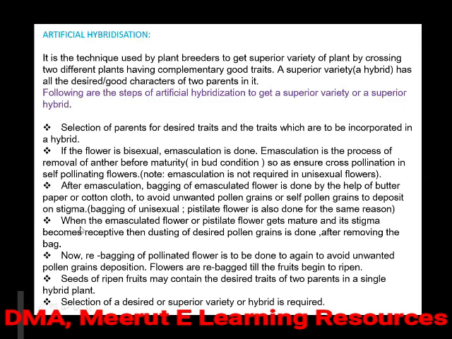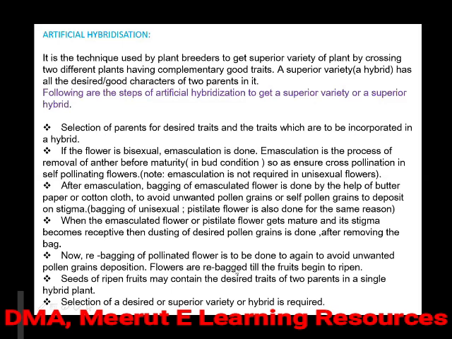Now, when the emasculated flower, or the pistillate flower, gets mature and its stigma becomes receptive, then the desired pollen grains are to be dusted on the receptive stigma. But before that, you are supposed to remove the bag. Okay. Now, just after pollination, you rebag the pollinated flower. And the purpose is again the same, just to avoid unwanted pollen grains being deposited on the stigma.